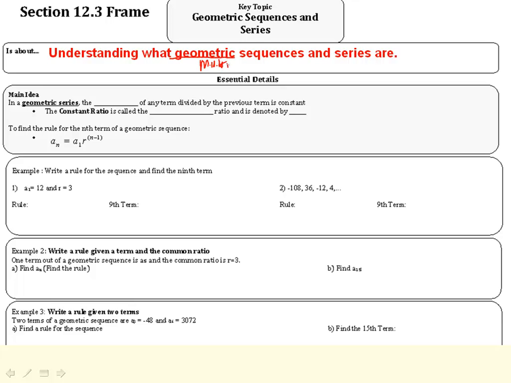multiplying by a constant number. Okay, and that's the biggest thing in terms of what is geometric and how does that work. And then what you need to know is that we're multiplying every time by a constant number. Positive or negative doesn't matter, it's just a multiplication.